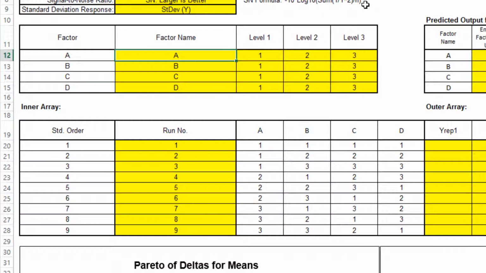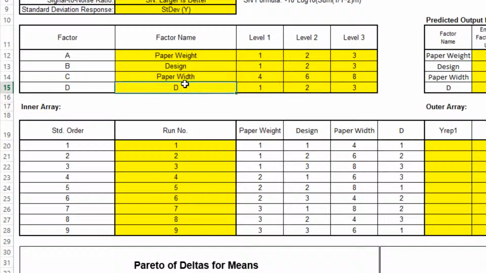The inner array controllable input factors used in the study are paper weight: 1 sheet, 2 sheets, or 3 sheets; design: design 1, design 2, and design 3; paper width: 4 inches, 6 inches, or 8 inches; and paper length: 6 inches, 8 inches, or 10 inches.